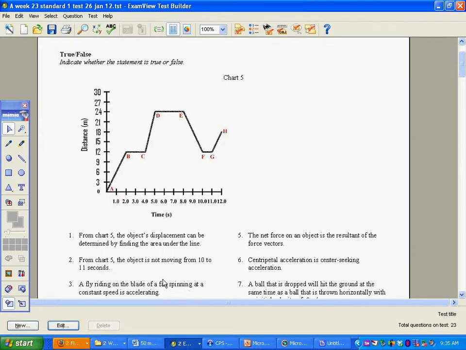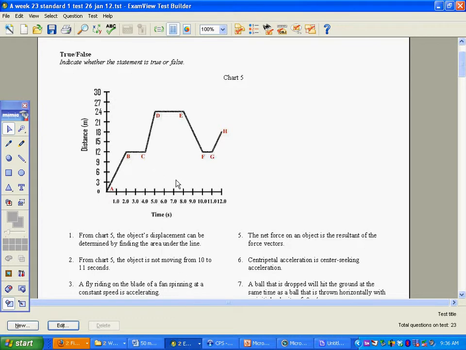Number 2, the object is not moving from 10 to 11 seconds. Okay, is this true or false? True, because the distance is not changing. Now, what if this had been a velocity time graph? What would you say instead? It's still moving, but it's going at a constant speed or velocity.